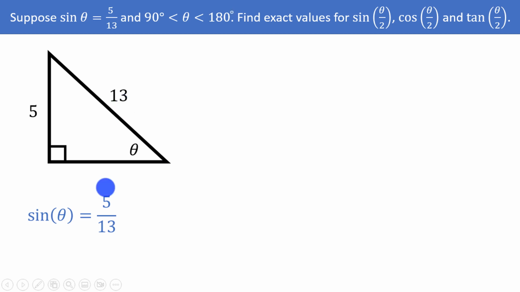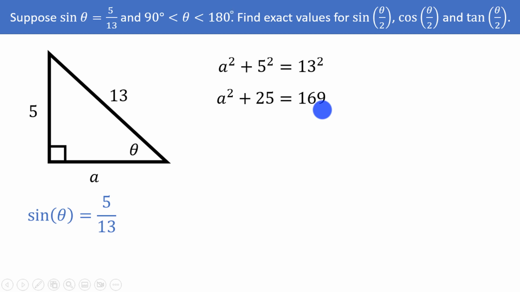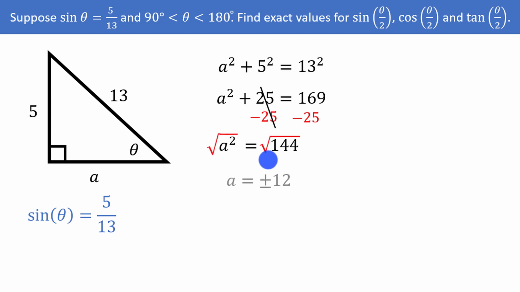If we want to find cosine of theta, we need to find the adjacent side, which we will label as a. Let's use the Pythagorean theorem. 8 squared plus 5 squared is equal to 13 squared. This simplifies to a squared plus 25 is equal to 169. Subtracting 25 from both sides, we have a squared is equal to 144. Taking the square root of both sides, we get that a is equal to plus or minus 12.